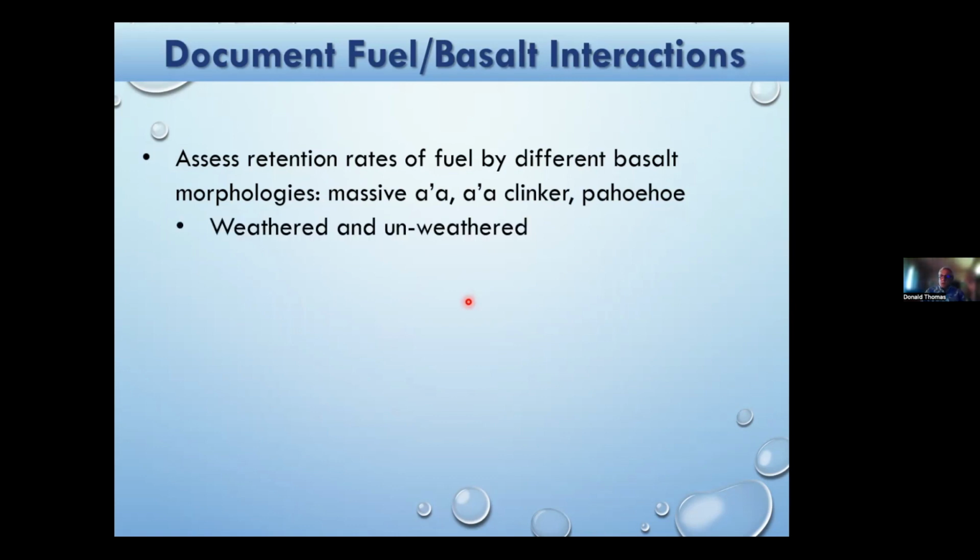And this will mostly involve laboratory work, and we'll be using weathered and unweathered samples of the massive, the clinker, and the Pohoiki to do these studies, looking at them wet and dry, because the level of moisture will also affect the rate of retention of the basalt for the fuel.